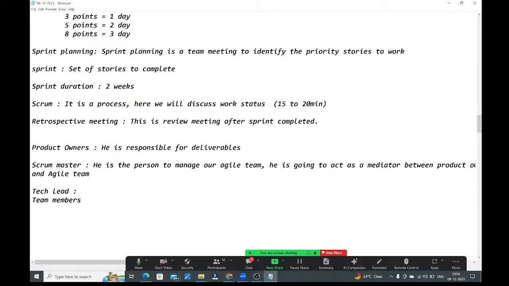He is the senior team member, guys. He is the senior team member who will help team members technically.